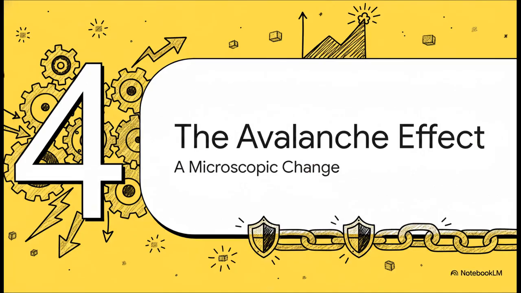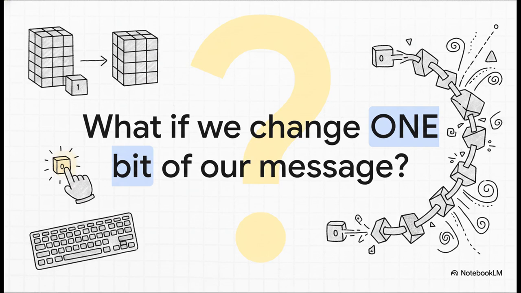Section 4. The avalanche effect. We've built the Feistel network, so now let's put it through a theoretical stress test. I want you to imagine a microscopic change. You type out a message, but you decide to change just one single microscopic bit of the starting plaintext, literally just a 0 becoming a 1. What happens to the final encrypted output?